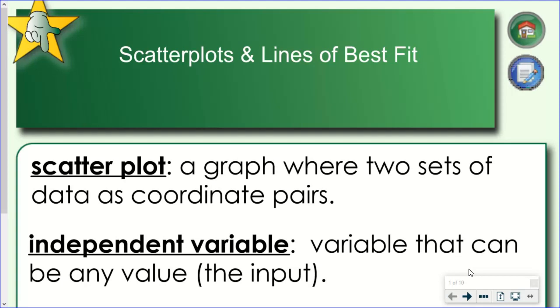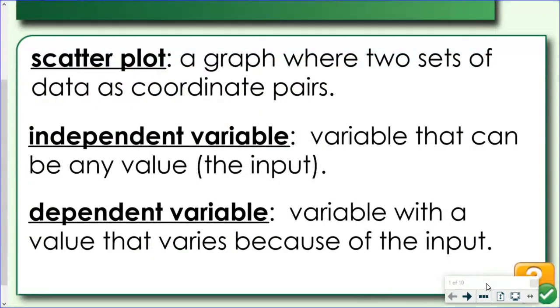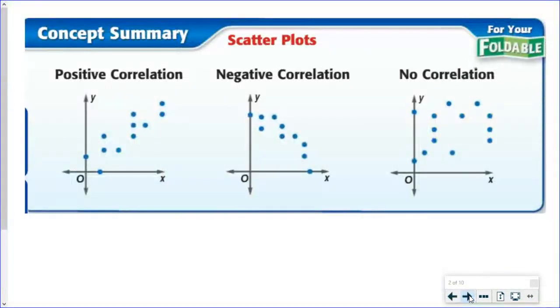The scatter plot is a plot of a whole bunch of data that are coordinate pairs. The independent variable is the variable that you put in. It can be anything. It's usually the x. The dependent is the answer you get once you put in your x. Your dependent one comes out as a y. So the amount of money I earn per week depends on how many hours I work. Those are things we've talked about.